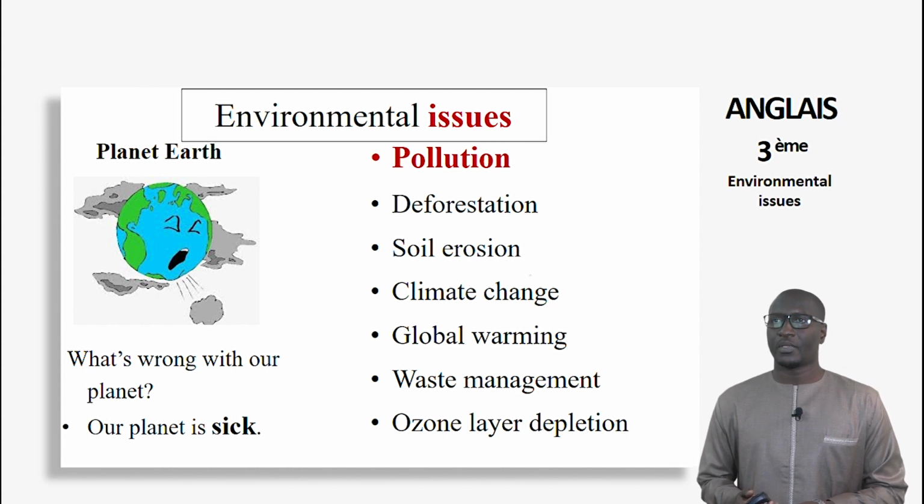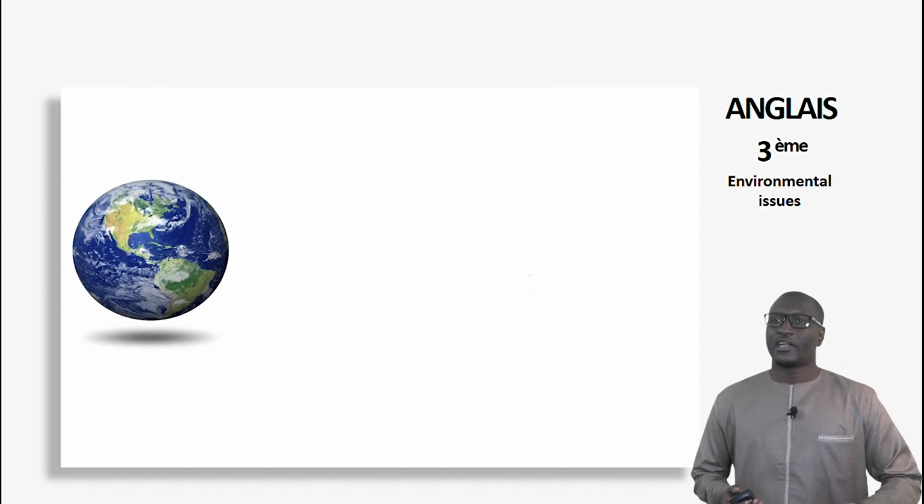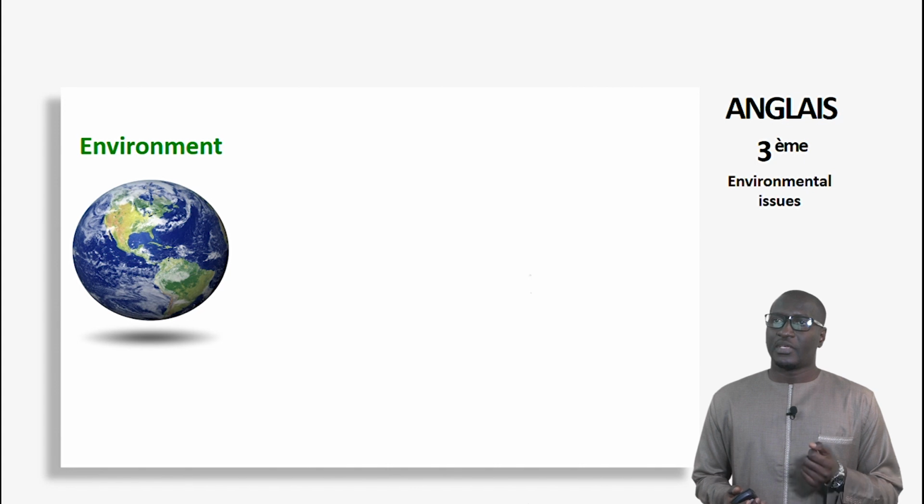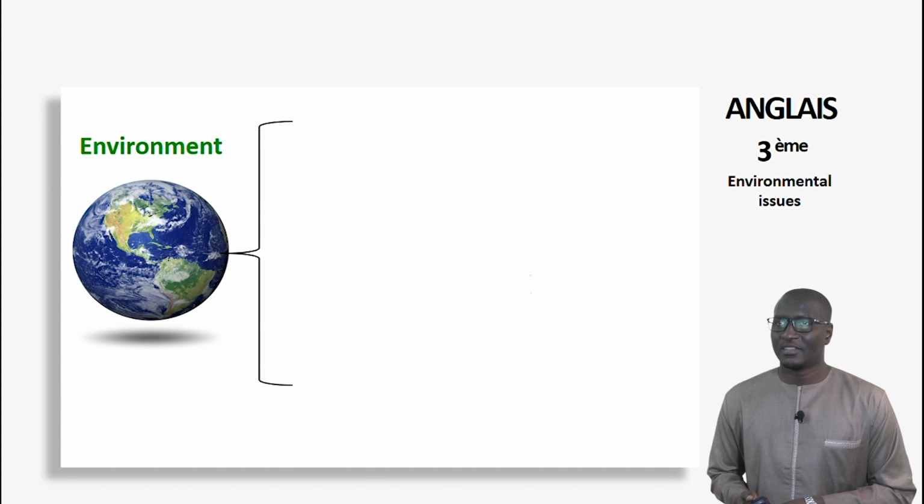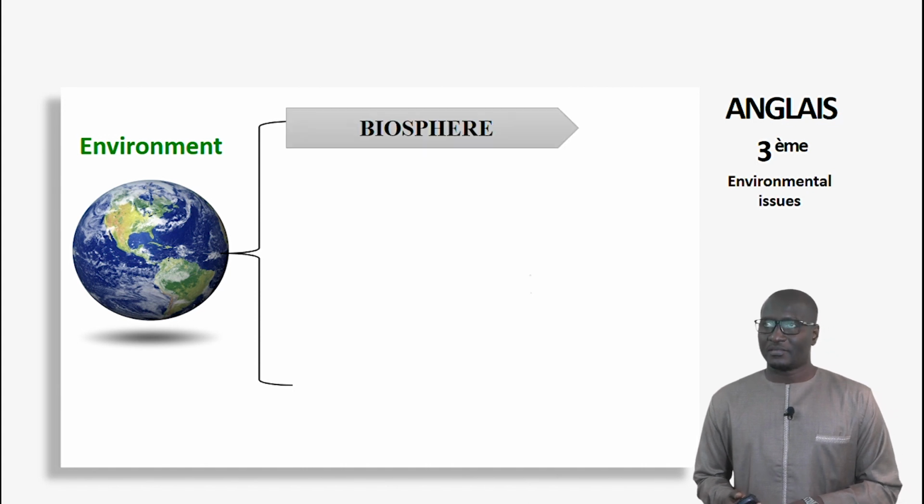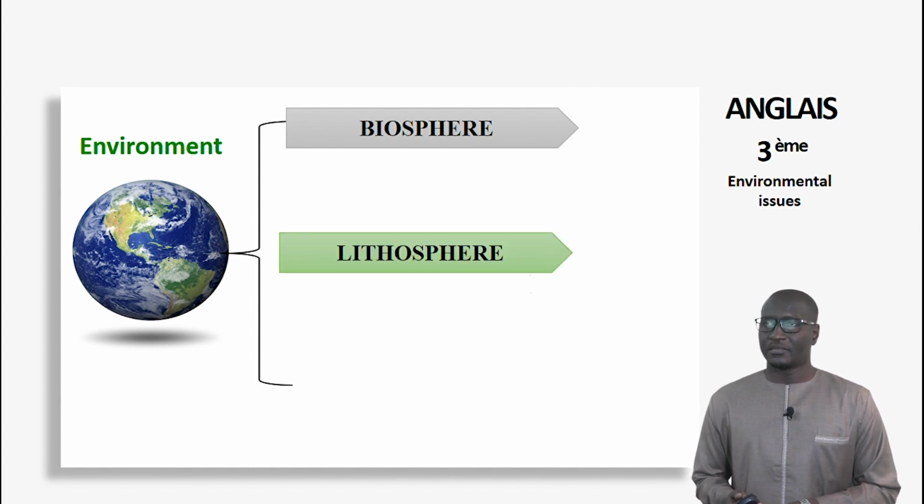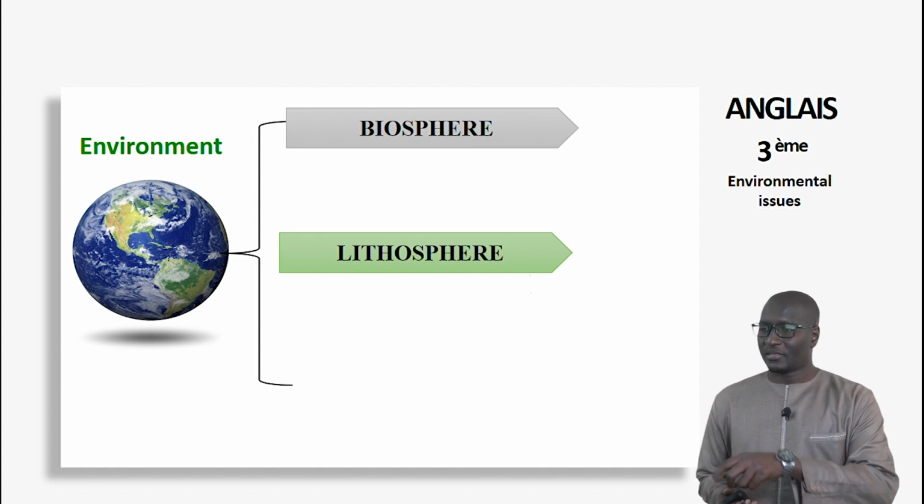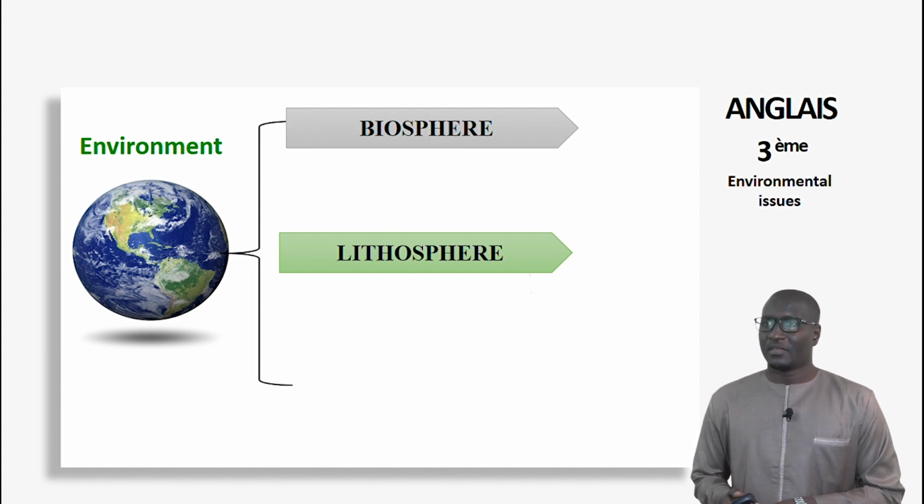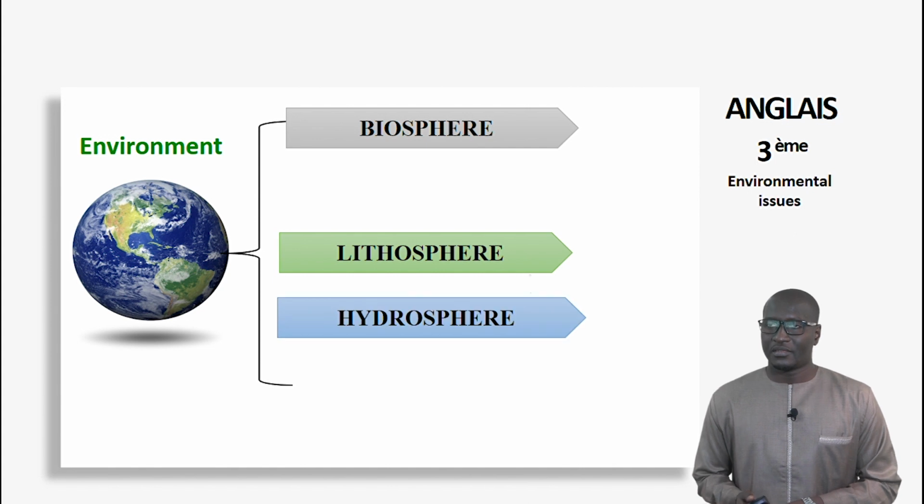All right? So when I say environment, what comes to your mind? I mean, what are the 4 elements that we can find in our environment? Yes, Ali? Very good. We have the biosphere. Can you repeat? Biosphere. Yes, we have the lithosphere. Excellent. Someone else? Ali? Yes, we have the hydrosphere. And finally, we have the atmosphere.